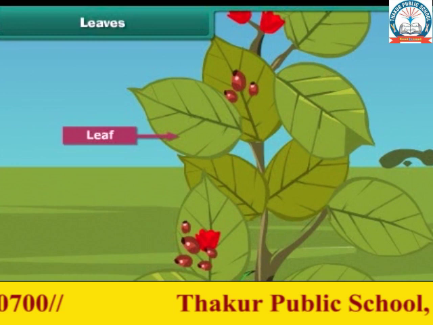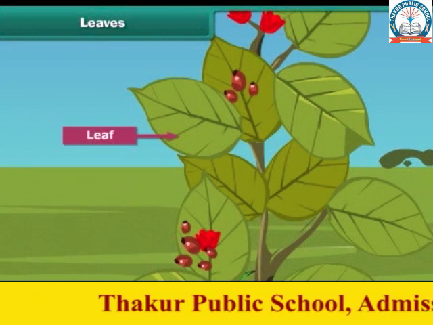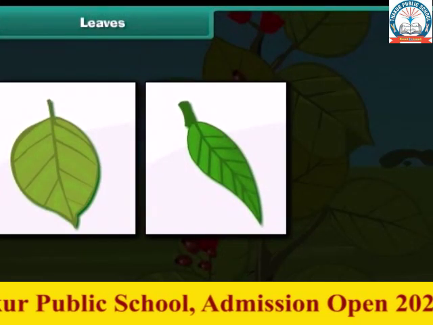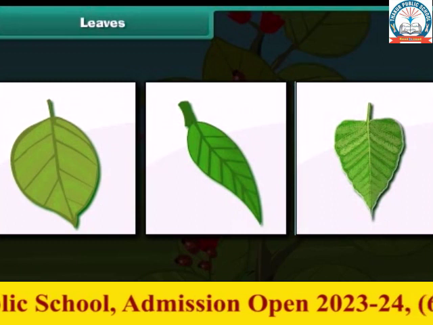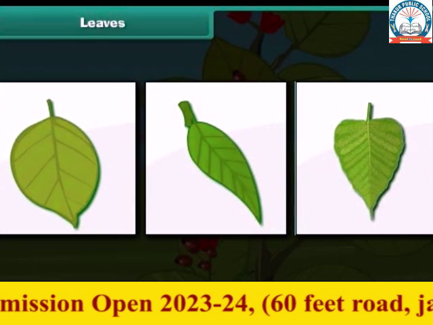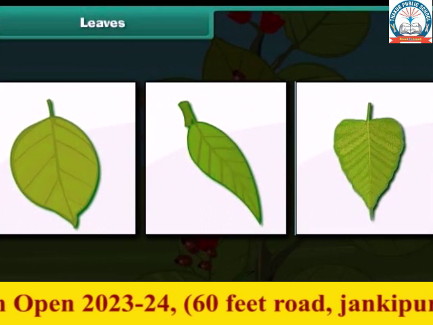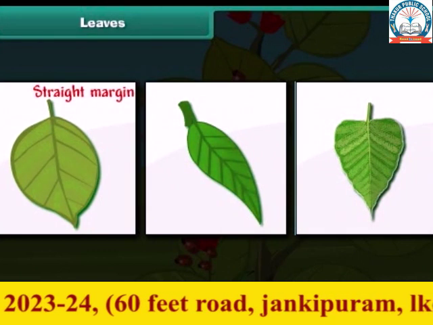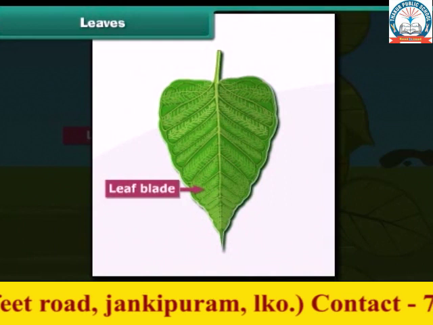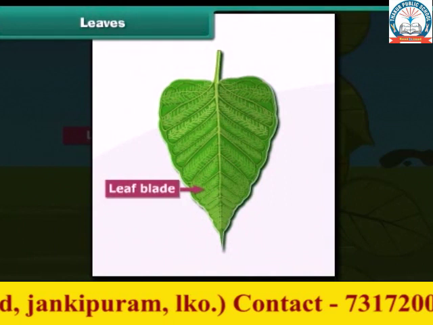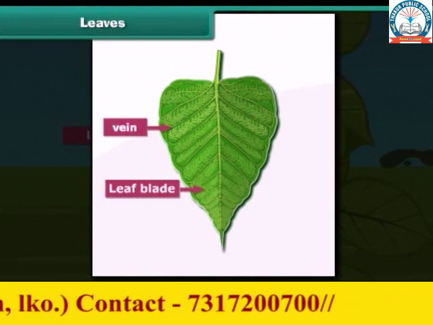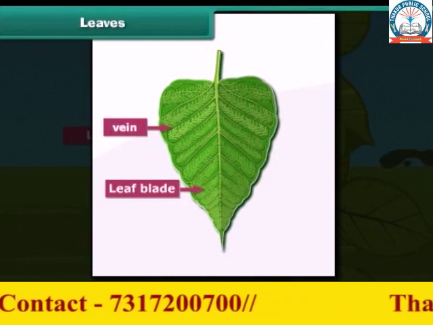Next part of the plant is leaf. It is the green part of the plant that is borne on the stem. They are of different shapes. Some are round, some are long, and some are triangular. The surface of a leaf is known as margin, and their margins are also different like their shapes. Some of them have straight margins, while some have uneven margins. The flat part of a leaf is called leaf blade. Each leaf on its leaf blade has a main vein and many small veins connected to it. Through these veins, water is circulated throughout the leaf.